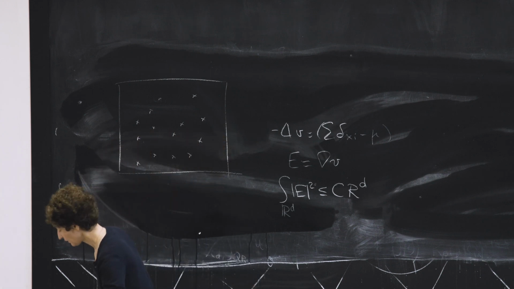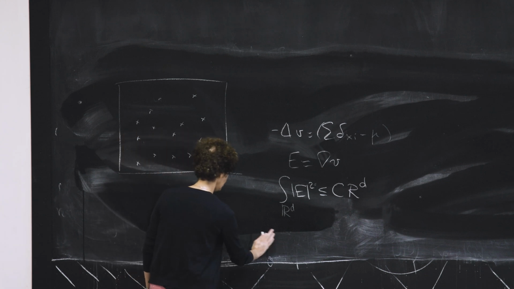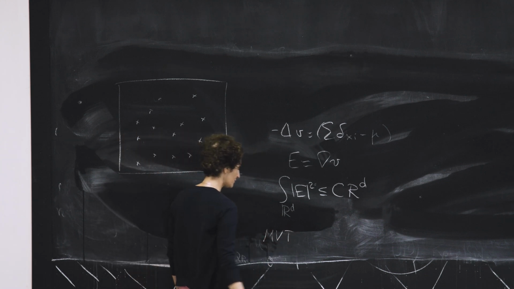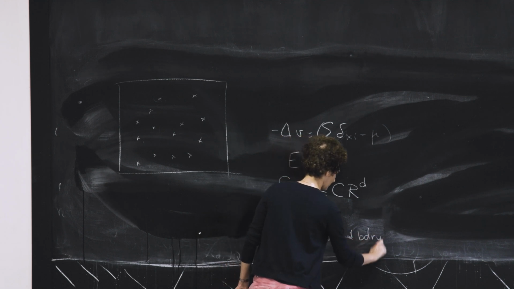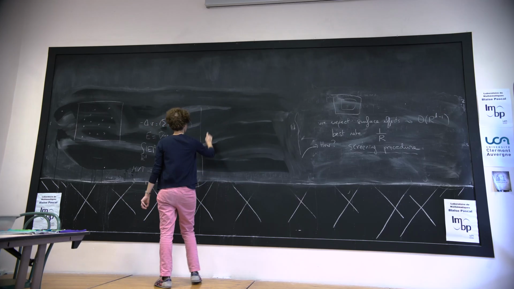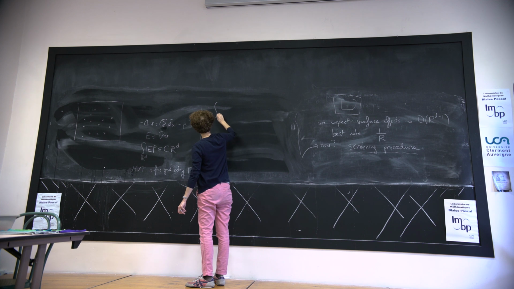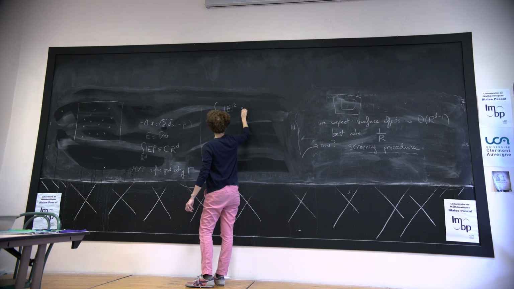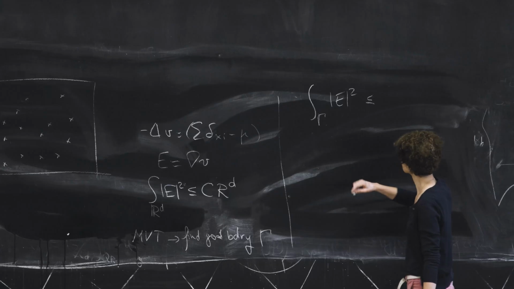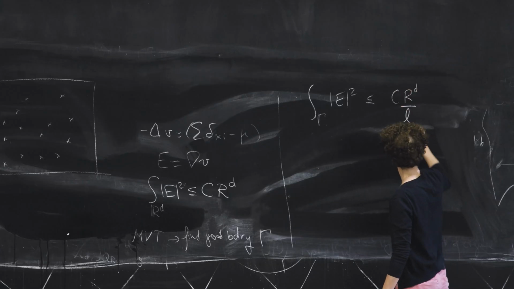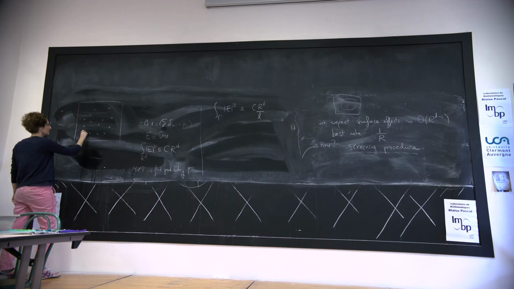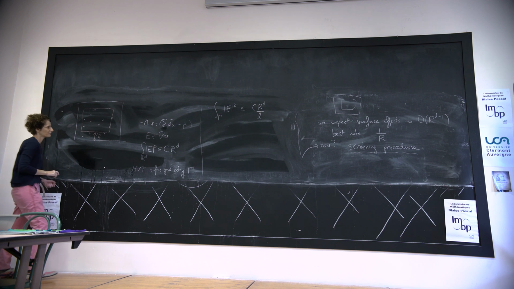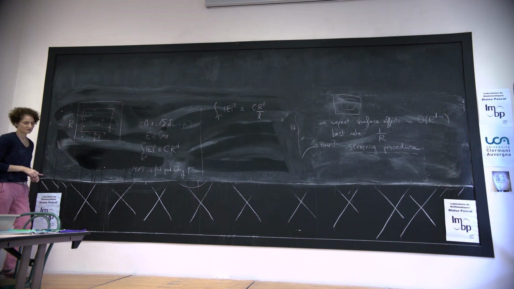So the first step is we're going to use a mean value theorem to find a good boundary gamma, such that the integral over gamma, so now it's a boundary integral, is less than maybe C R D over L. What is L? I'm going to give myself some sort of layer size. And my good boundary is going to be at distance L from the boundary of the box. So this is size R. This is size L.